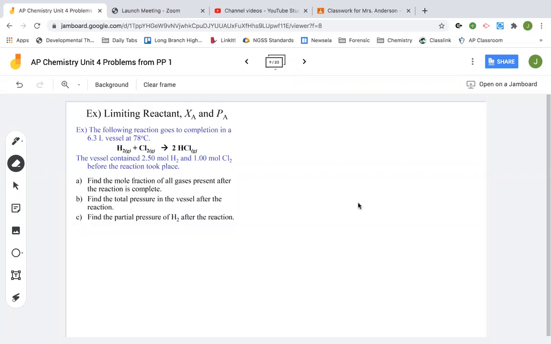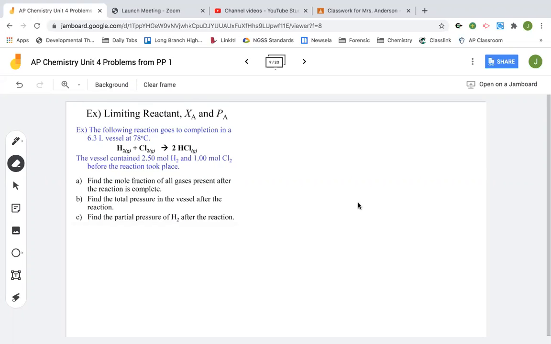So this problem is another type of limiting reactant problem, but it gives us a little bit different conditions. The example is the following: the reaction goes to completion in a 6.3 liter vessel at 78 degrees Celsius. It gives us a balanced chemical reaction and an initial amount of moles. The vessel contains 2.5 mole of H2 and 1 mole of Cl2 before the reaction took place. The first question asks us to find the mole fraction of the gases present after the reaction is complete.